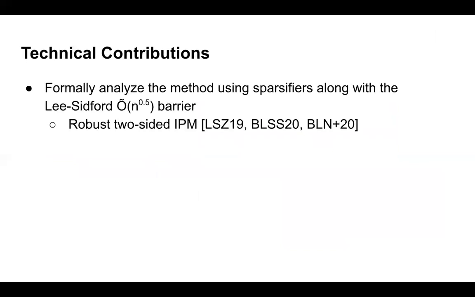In light of this intuition, here are our technical contributions. We formally analyze this method that uses sparsifiers, approximations, heavy hitters, and a lot of other data structures with the two-sided Lee-Sidford barrier that gives the root n iterations. This is based on ideas from a lot of prior work, on what people have called robust two-sided interior point methods.